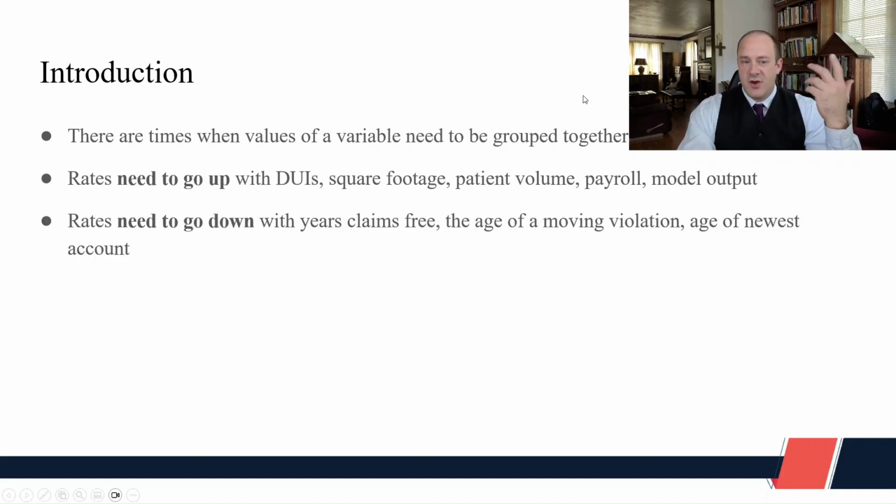And similarly, rates need to go down, again talking insurance, if you're talking about years claims free, right? Like that's got to count for something. I haven't had a claim in 5 years. Hey, can you give me a break on the price? The age of a moving violation, you would say, oh, that speeding ticket was 4 years ago. Who cares? Come on, give me a break. Maybe the age of the newest account. If you're taking a look at someone's financial history and all of their accounts are way old, it's like, okay, this guy's got a pretty stable financial history here.